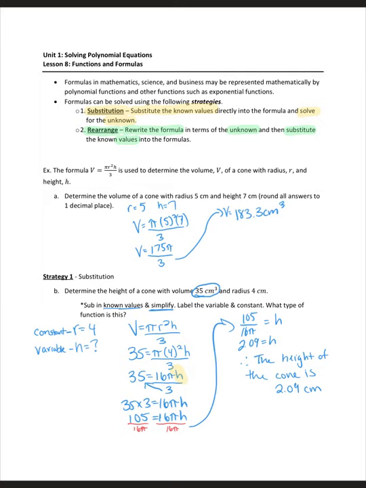So we subbed in, we simplified to find h, we labeled our variable and our constant. What type of function is this? When we got to the point where we isolated h, right here, we have h is equal to 105 divided by 16 pi. These are all numbers. I know sometimes we might think of pi as a variable, but pi is a known amount, right? It's 3.14. So if we have h is equal to some number, then this is a linear function or a linear relation.